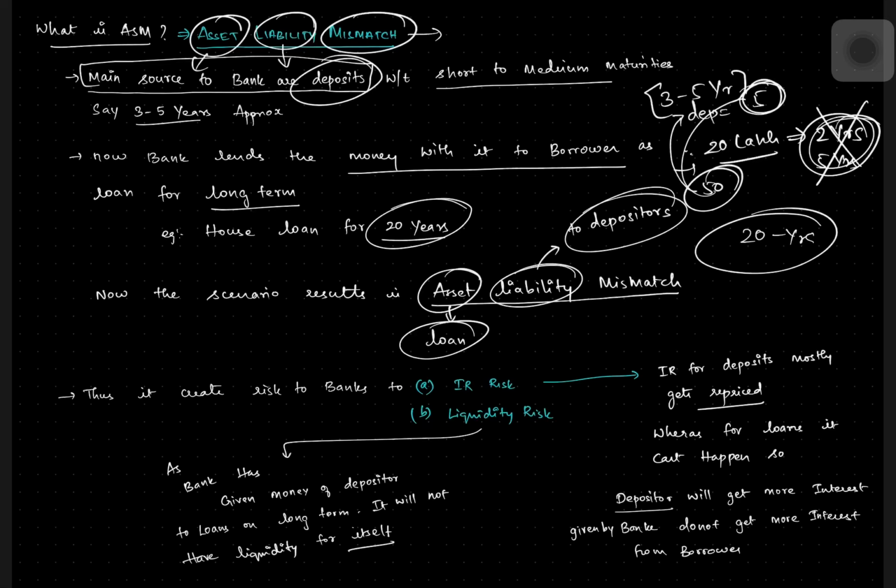So what happens when banks give more loans and the depositors' maturities also come after 5 years? Then there is a mismatch happening between the asset and the liability. So that mismatch is called asset liability mismatch. Okay, so now how is it problematic to the banks? It creates two important risks to the bank. One is interest rate risk and another one is liquidity risk.